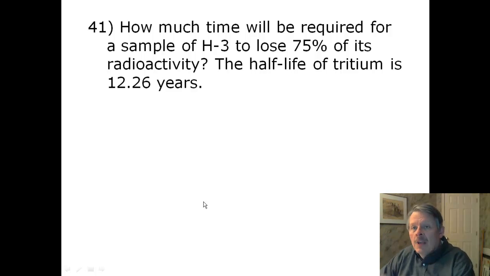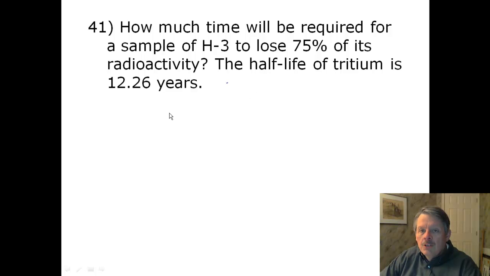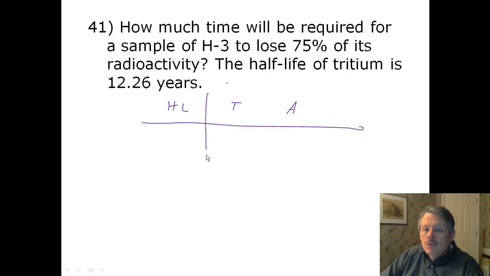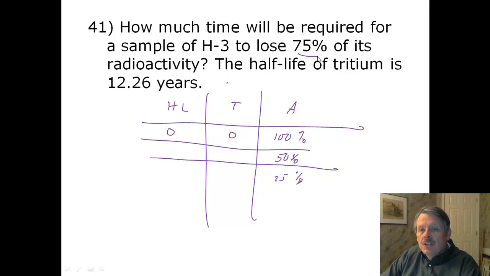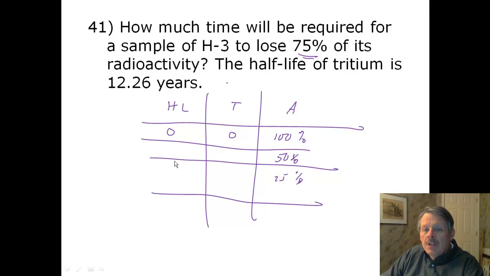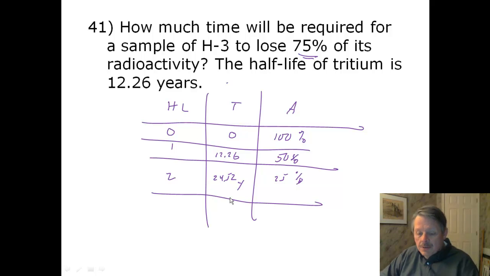All right. How much time will be required to lose 75% of your radioactivity? Okay. Well, if I look at tritium, I have my half-life, I have my time, and I have my amount. Since we're dealing with percentages, let's just think about this. At time 0, we have 100% of our stuff. At our next time, we're only going to have 50% of the stuff. And at the next time, we're only going to have 25% of the stuff. And it says we're losing 75%, which means we have 25% left. So it's going to be 2 half-lives. Our time is 12.26 years, so 24.52 years is going to be our answer.